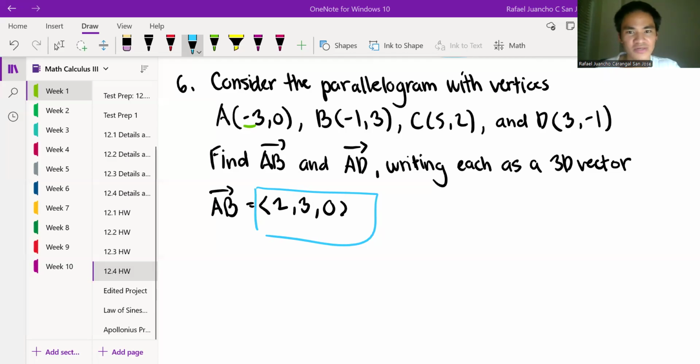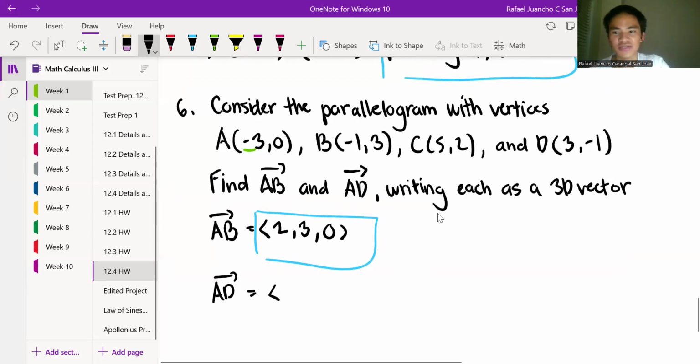Probably going to hit submit and see what happens. Yeah, it's a 3D vector. Let's see. That's my intuition though. Oh, I got it. Nice. Good intuition. And same for AD. So we're doing the same thing.